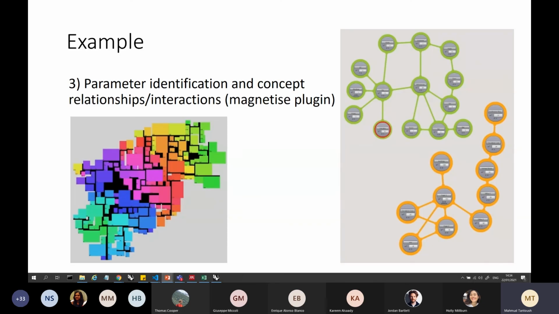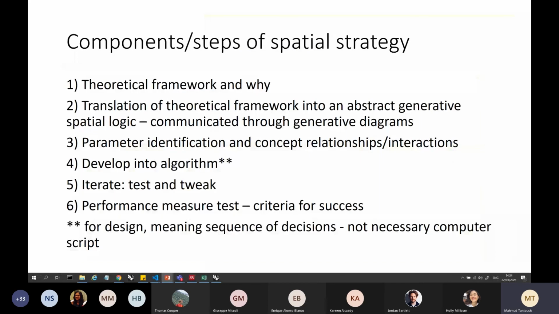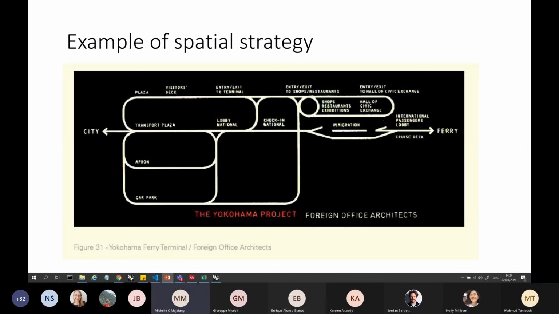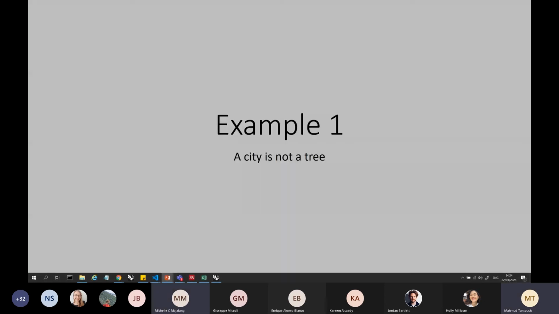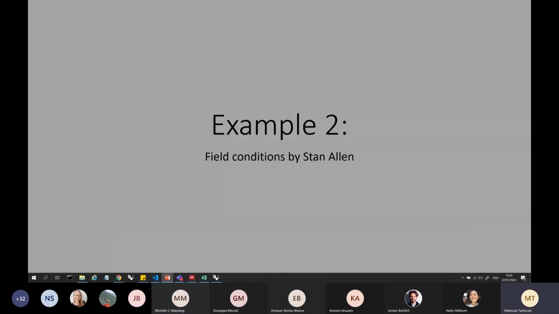Before I go into the second example, I'm just wondering if anyone has any quick questions. Otherwise, we'll move on. So are these steps here that I've identified clear? And do they make sense? Is anything not clear? Yeah, makes sense so far. Good. Okay, so example 2.